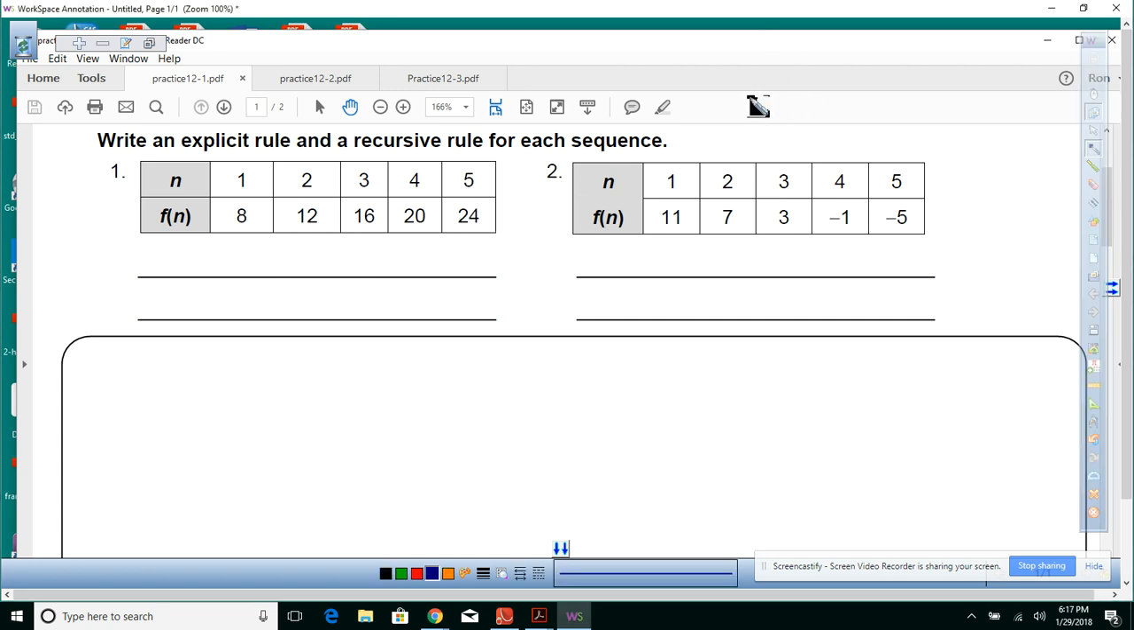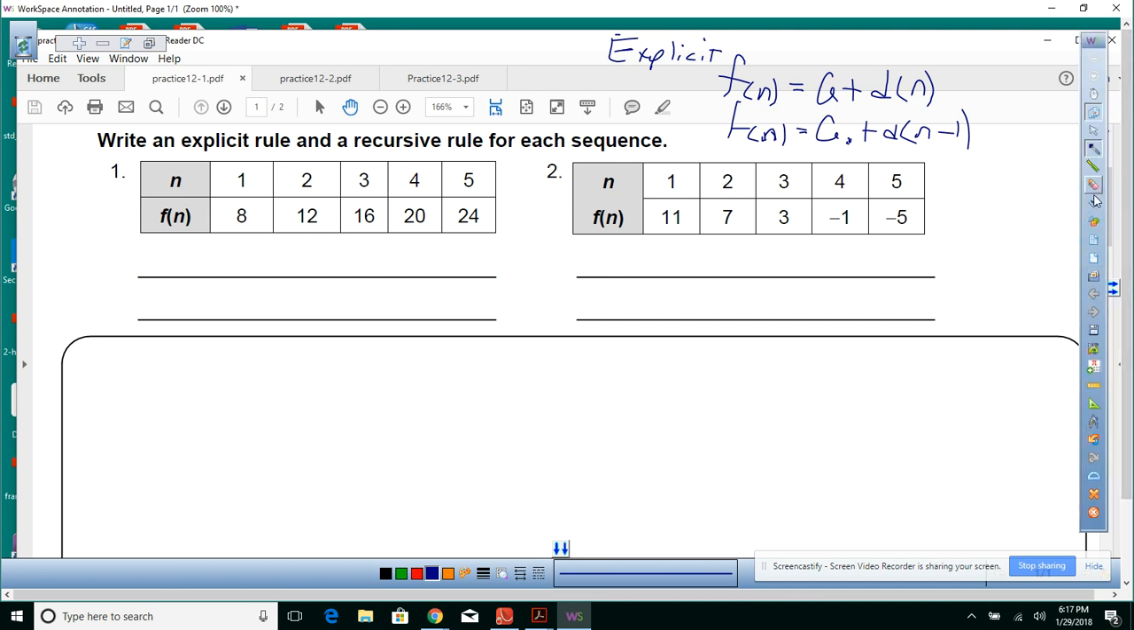Remember, for the explicit rule, the formula is f of n equals a plus d times n, or f of n equals a sub 1 plus d times n minus 1. That's for the explicit rule. Might want to put that on your 3x5 card.